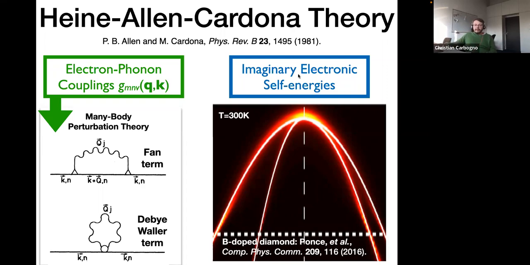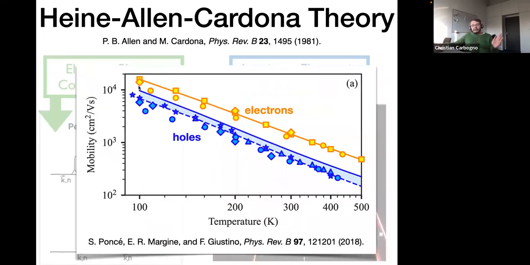For instance, this has been done here for silicon by disentangling even contributions from electrons and holes over the whole range of temperatures. And this is in very nice agreement here with experimental data given as dots. Again, this is for silicon, a material where one can expect the approximations that are inherently included in perturbation theory to hold.